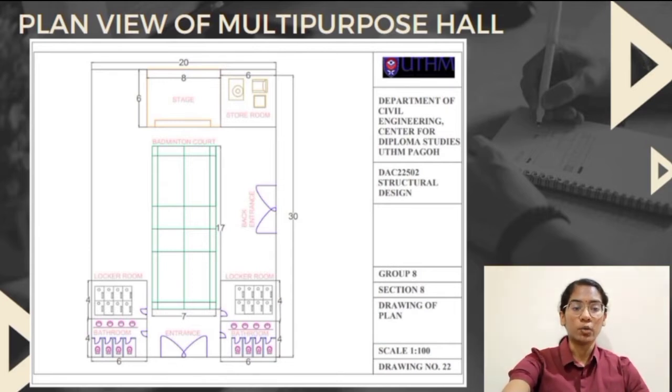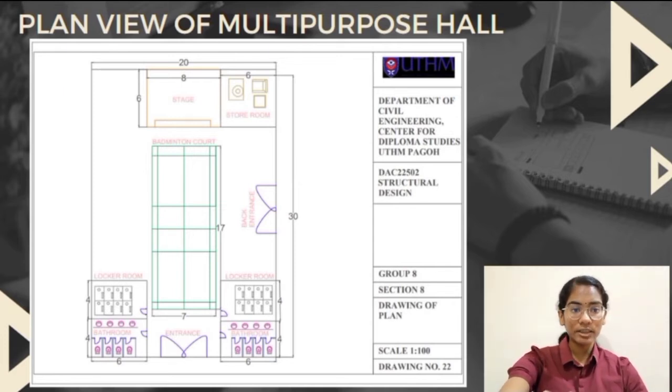Based on the requirements given, we have successfully designed a multi-purpose hall with the dimension of 30 meter in length, 20 meter in width and 8 meter in height. The multi-purpose hall has only one floor with organized designs. The multi-purpose hall has a badminton court, a stage, a storeroom, 2 toilets and 2 locker rooms.